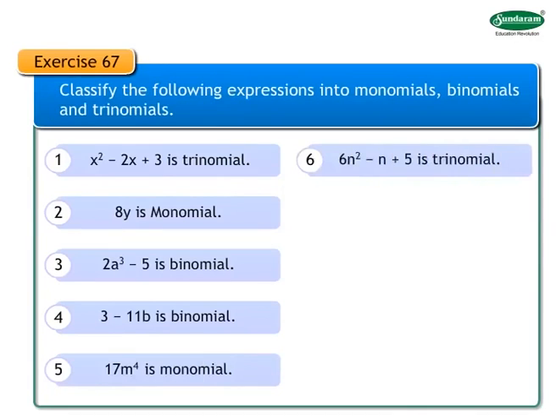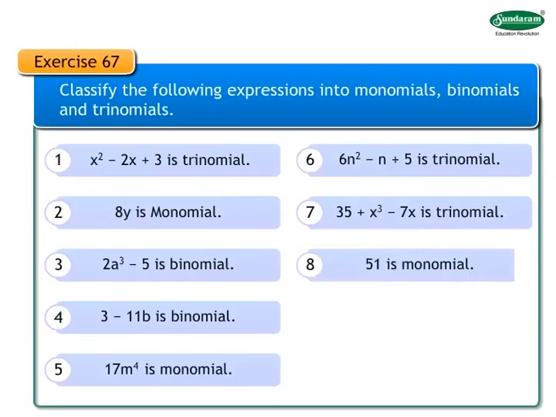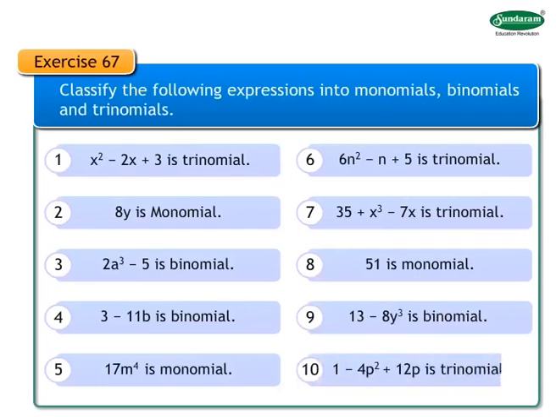6n squared minus n plus 5 is a trinomial, as it has three terms. 35 plus x cubed minus 7x is a trinomial, as it contains three terms. 51 is a monomial, as it has only one term. 13 minus 8y cubed is a binomial, as it has two terms. 1 minus 4p squared plus 12p is a trinomial, as it has three terms.